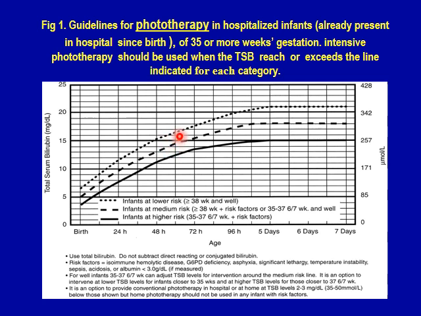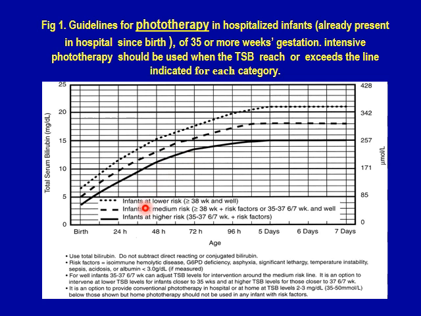Now, this is the guideline graph for intensive phototherapy in hospitalized infants at 35 or more weeks of gestation. If you see in this graph, here the total serum bilirubin and here the age of the patient in hours and days, and here we can see these three curves.